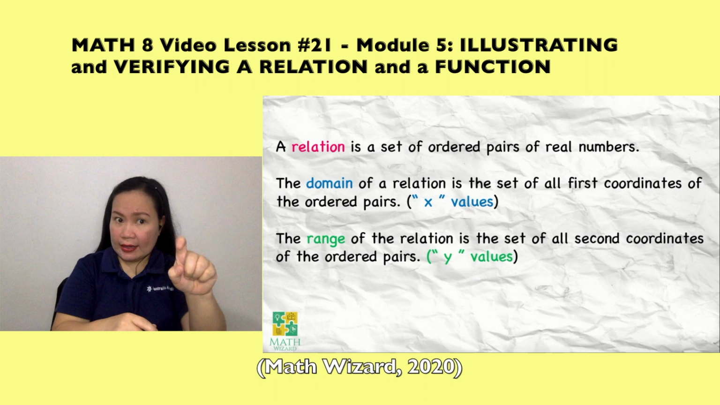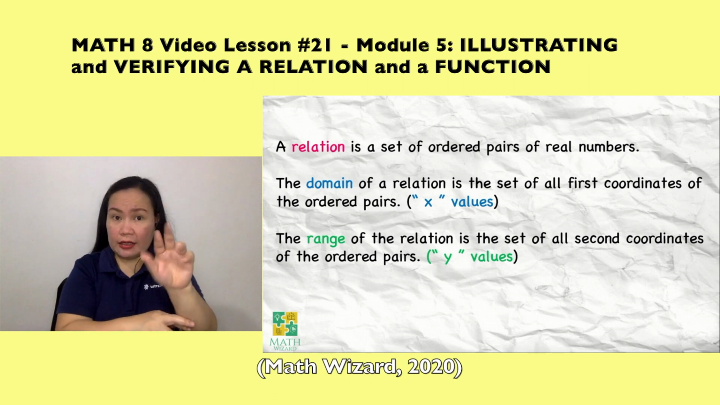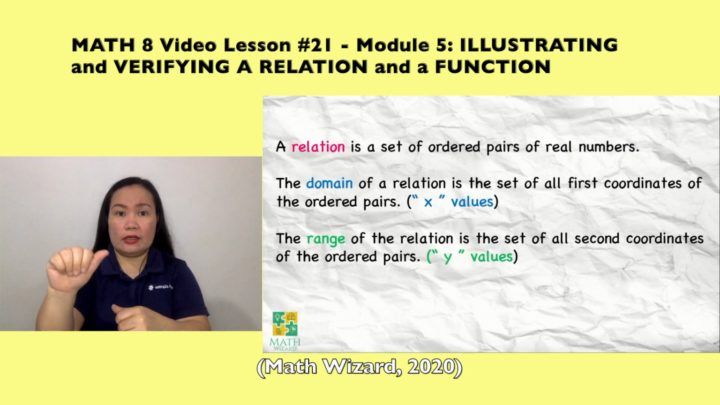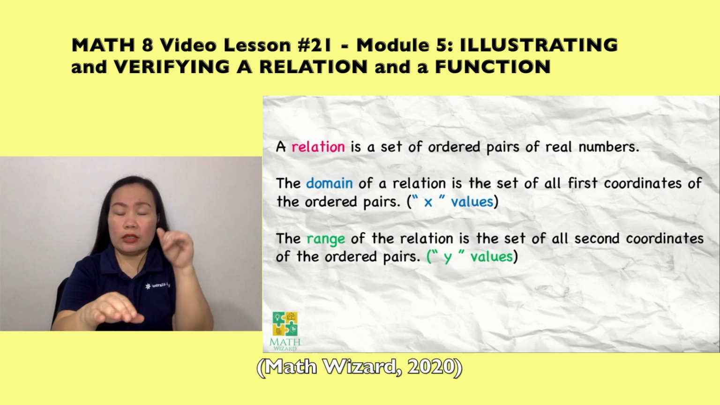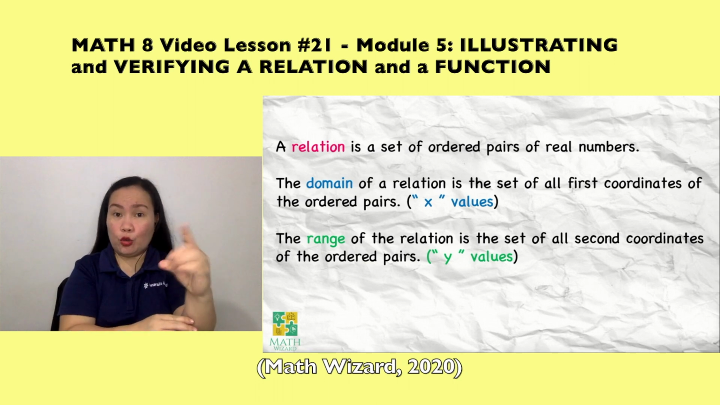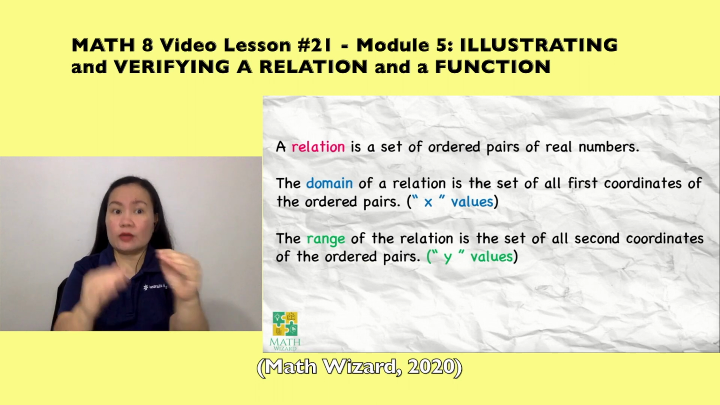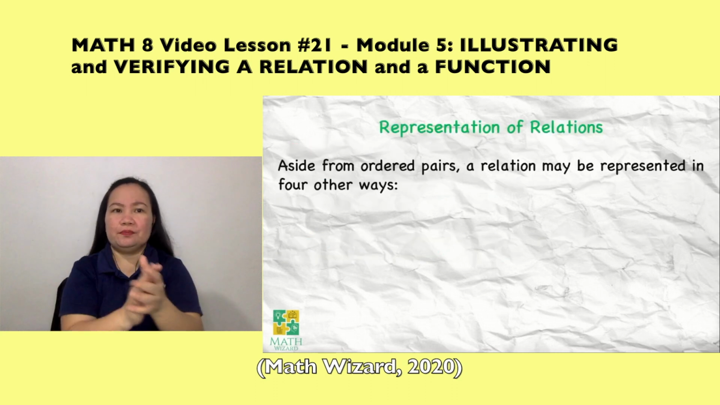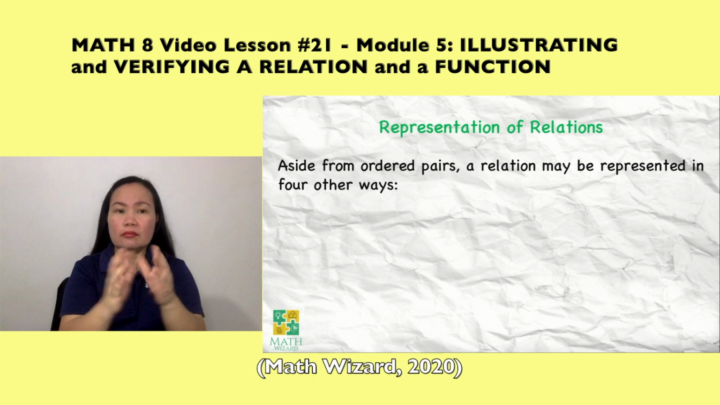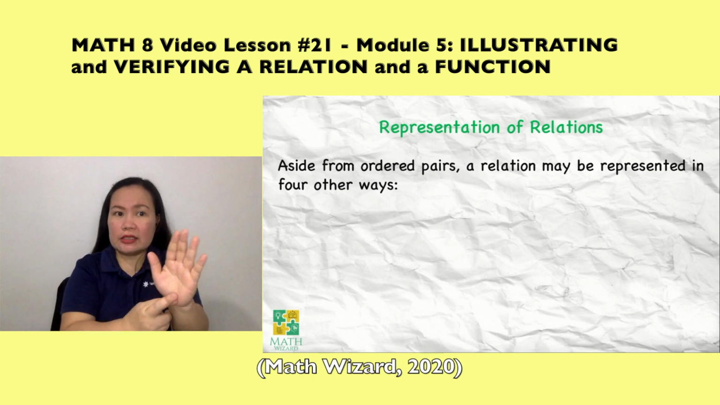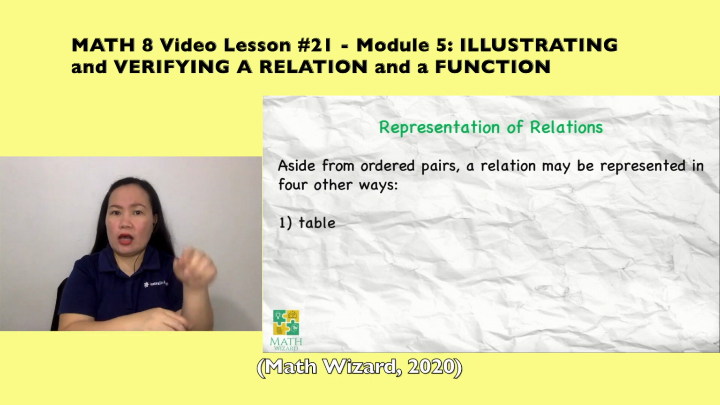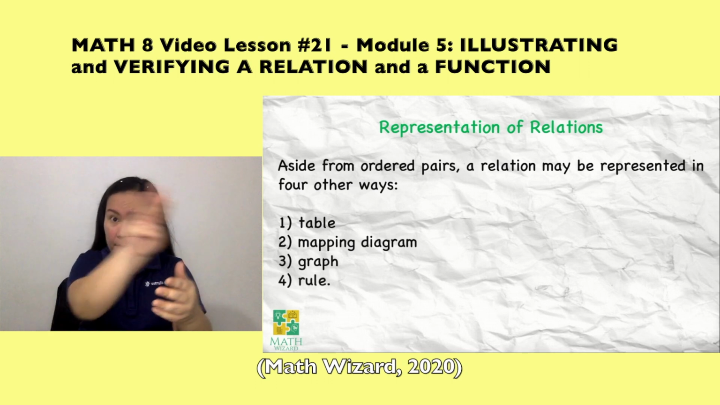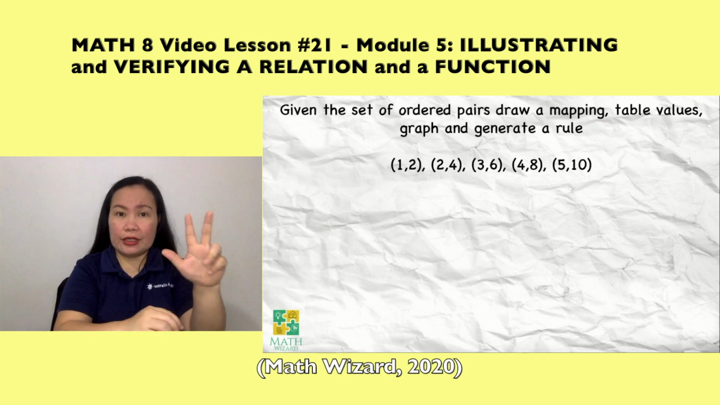While the range naman of the relation is the set of all second coordinates of the ordered pairs, which is called the y values. Okay, so yung domain is the first set ng coordinates ng isang ordered pair. Ang range naman, ito yung second coordinates ng ordered pairs. I have here the representations of relations. So aside from ordered pairs, a relation may be represented in 4 other ways: using table, mapping diagram, graph, and a rule.